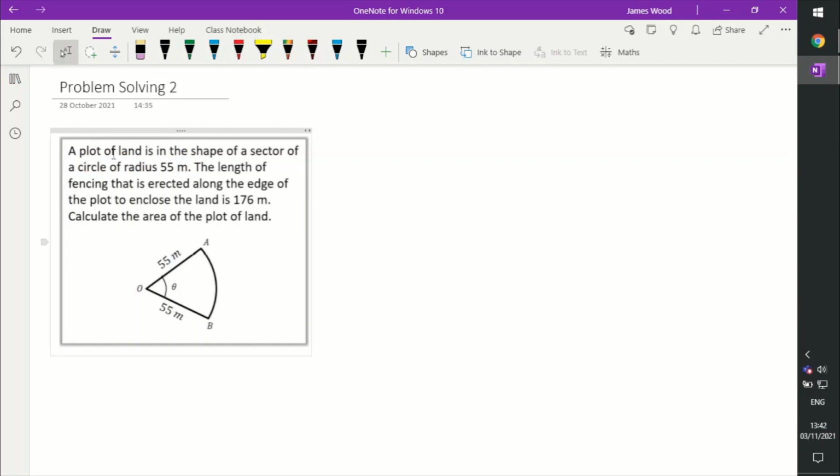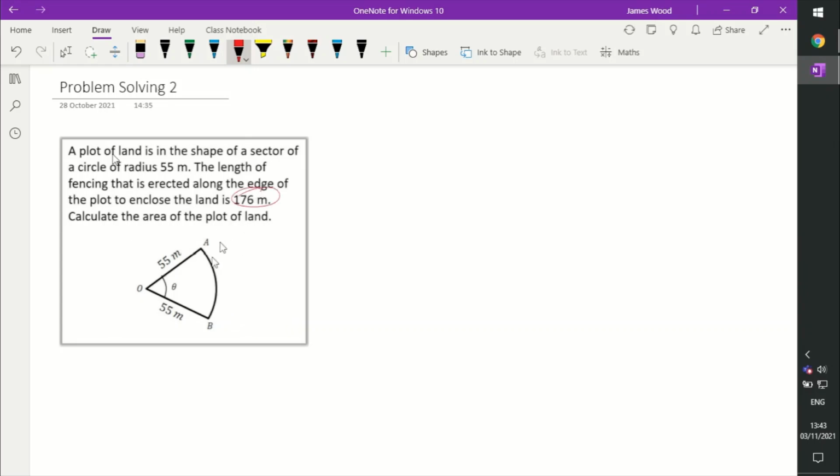Okay, so a plot of land in the shape of a sector of a circle of radius 55 meters. The length of fencing that is erected along the edge of the plot to enclose all the land is 176 meters. Find the area of the plot of land.